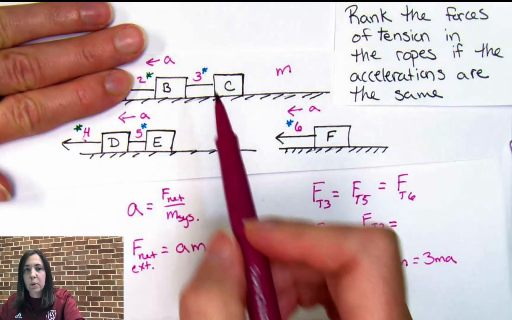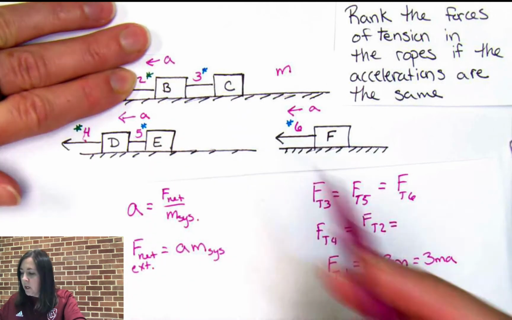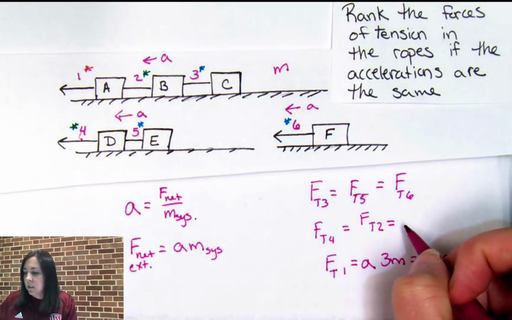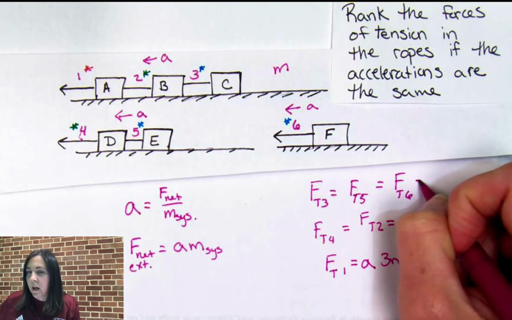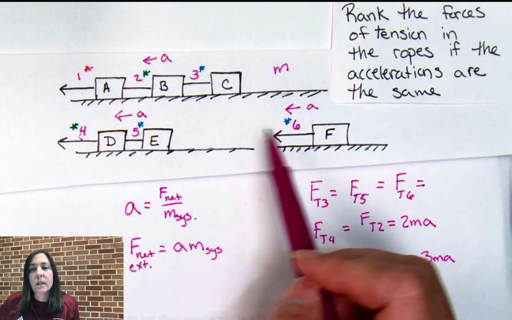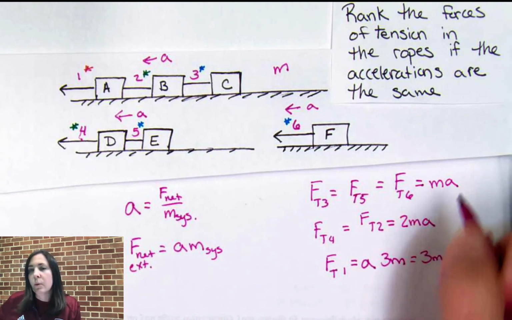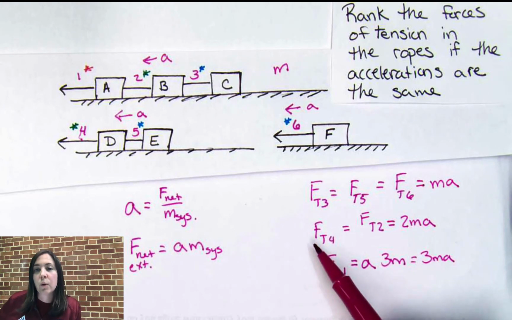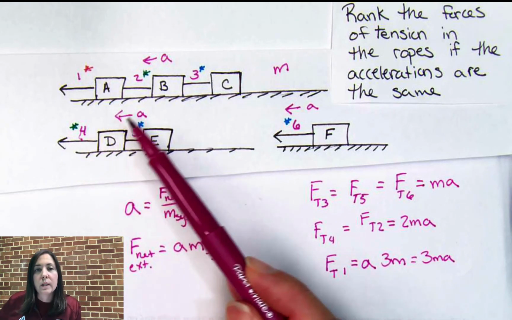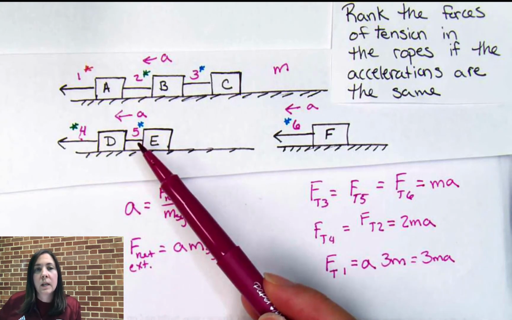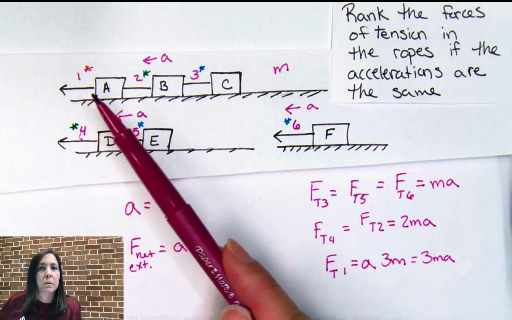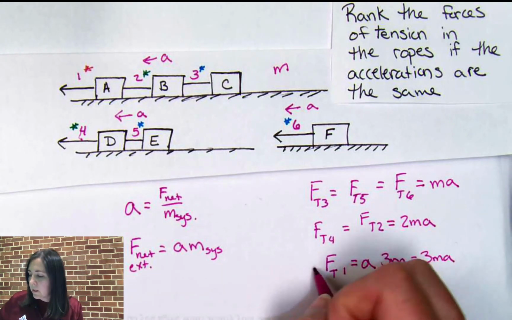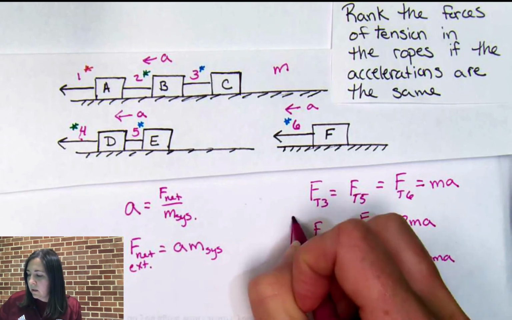If I look at just this little part of the system, rope 3 would be an internal force. So that external force is, I'm just going to rewrite it backwards, the 2 masses, D and E, times the acceleration, whereas ropes 3, 5, and 6 only pull 1 mass, so just ma. So the force of tension in ropes 3, 5, and 6 is just mass times acceleration. The force of tension in rope 4 and rope 2 is twice as big as in 3, 5, and 6. And then the force of tension in rope 1 is 3 times as big as the other forces on 3, 5, and 6. So this is the biggest, and then this is the smallest.